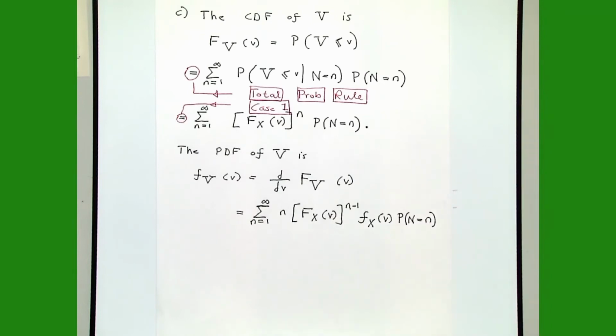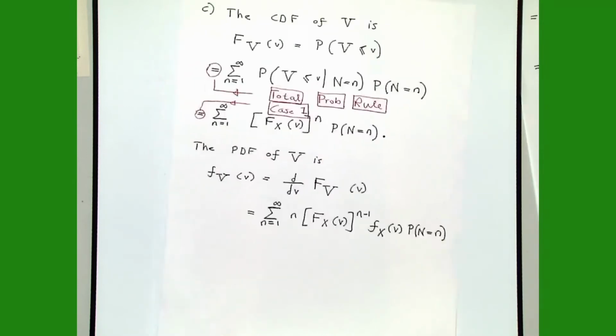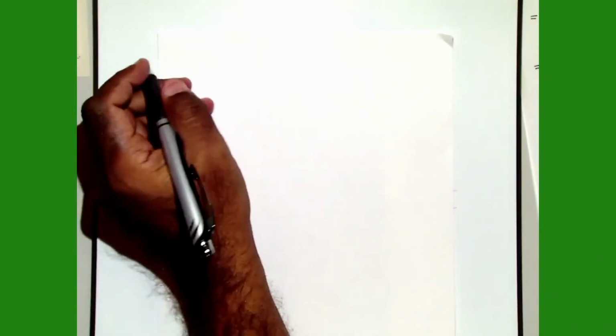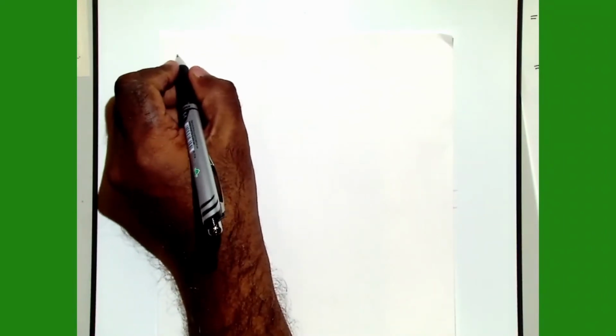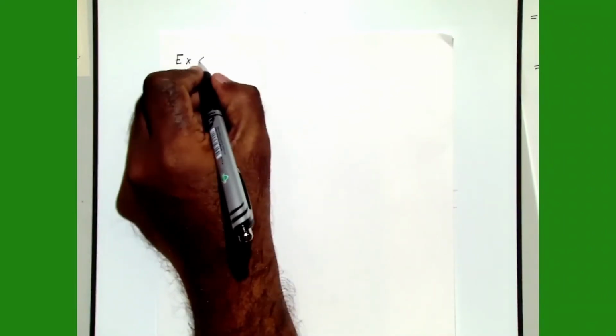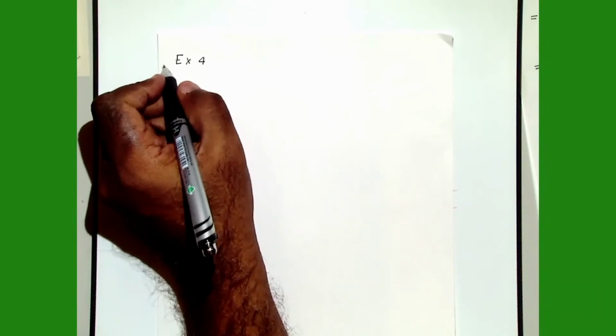Okay. All right. So those are the 3 variables, right? Now I'm going to do a couple of examples. I'll start with one example. This is carrying on from case 1. This is example 4.